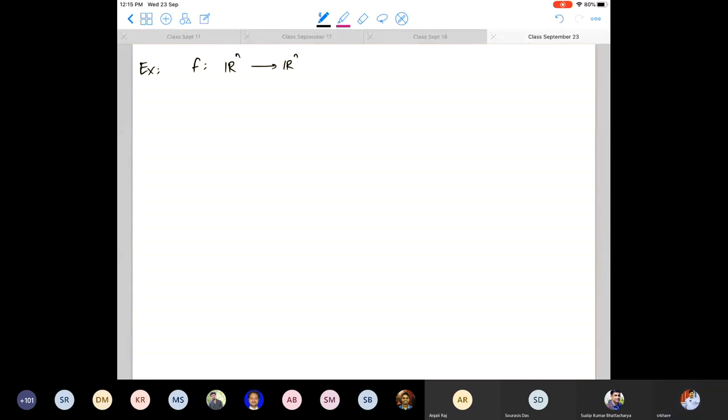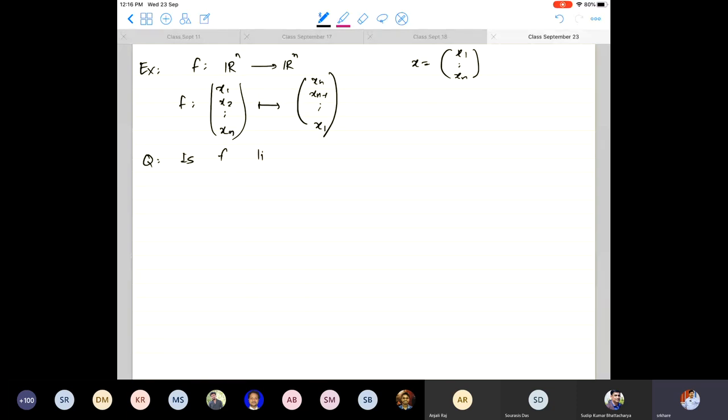Let us consider, instead of writing it in this form, suppose x is the vector x1 up to xn. Then this vector x1, x2 up to xn is going to xn, xn minus 1 up to x1. So do you understand the linear transformation? This is the function action. Okay, so the question is: is f linear? What do you think? Is this function linear?